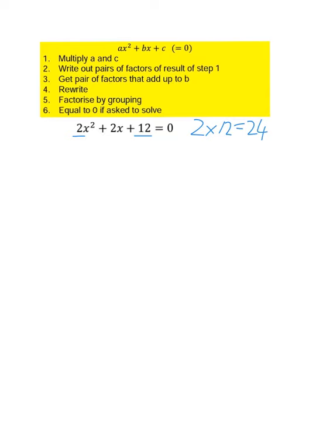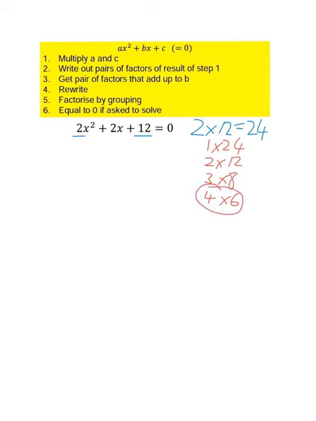Then, step 2, write out the pairs of factors of the result of step 1. So the result of step 1 was 24. So let's write out the pairs of factors now of 24. So we have 1 times 24, 2 times 12, 3 times 8, 4 times 6. So like the first type of quadratic trinomials, we now need to get a pair of factors that add up to the number with x, which is b. So in this one, it's 2. So we need to look at a pair of factors that will add up to 2. So that would be 4 and 6.